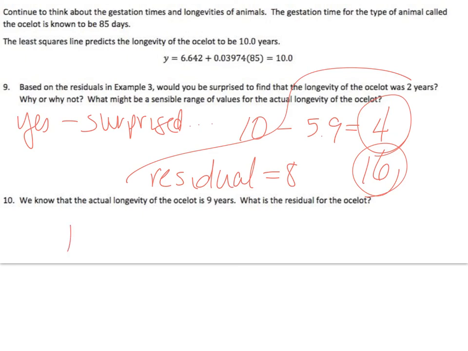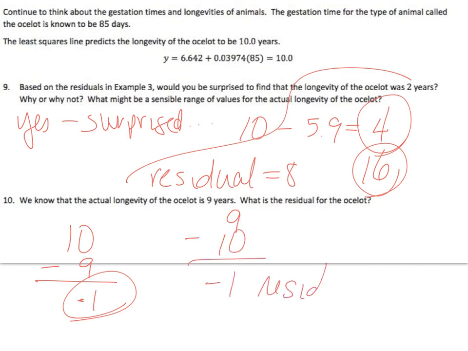What is the residual for the ocelot? The residual is actually negative 1 year. It would be 9 minus 10, which is negative 1, is the residual.